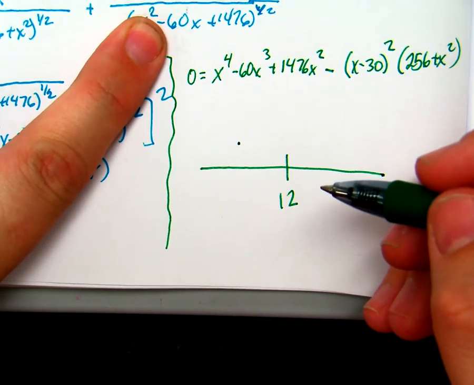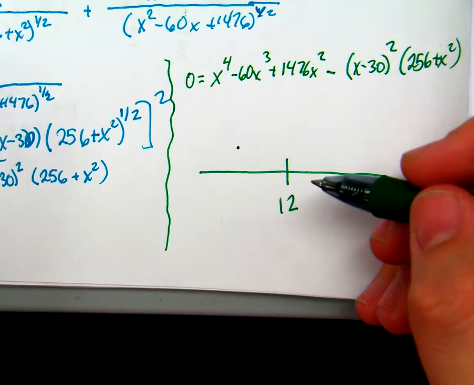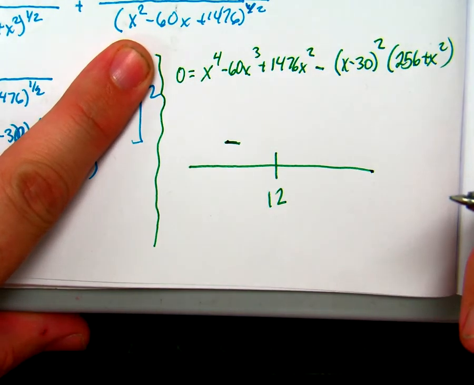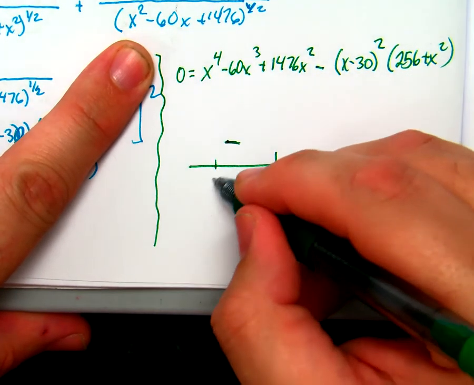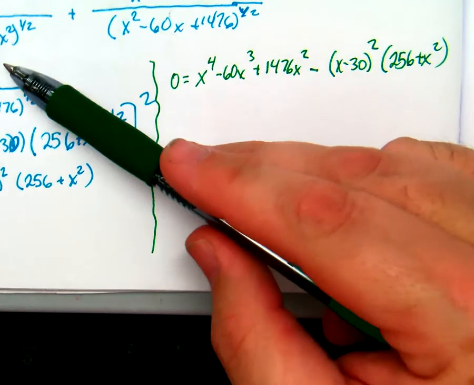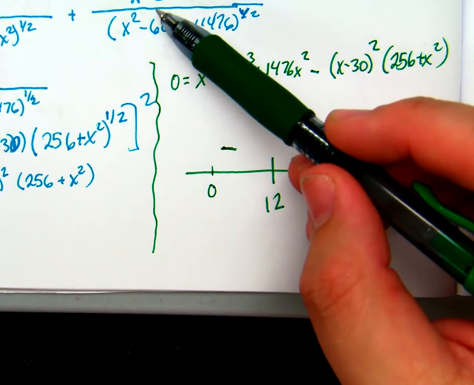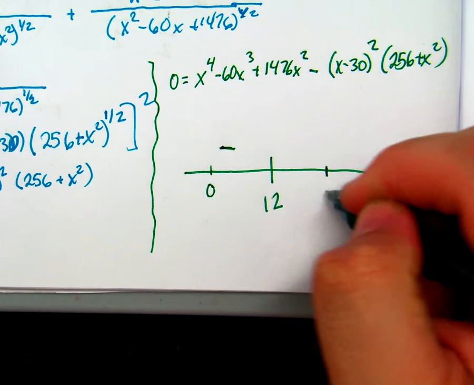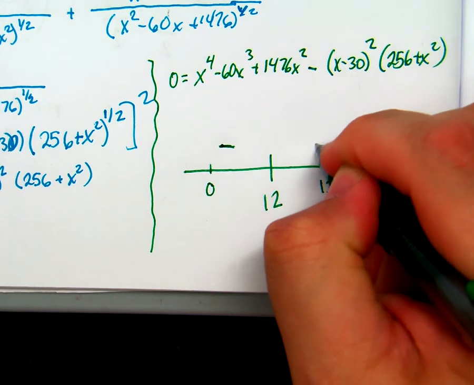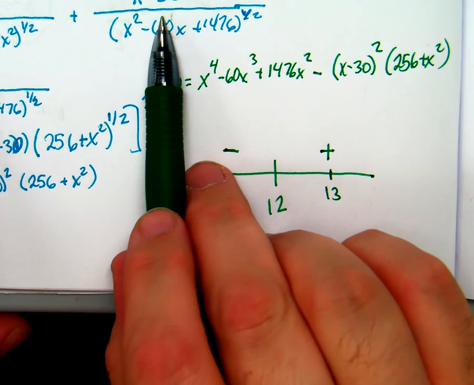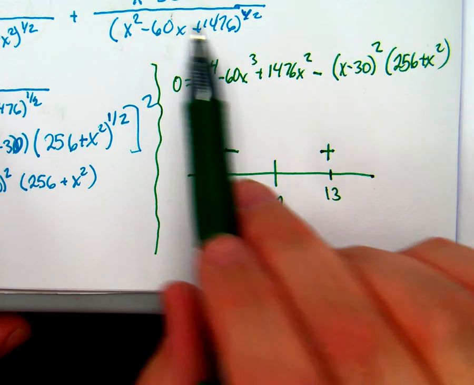If I chose 0 as my test point, that would be 0 minus 30 over something. And then if I chose 13, I'll give you another spoiler. It's going to be positive. But we would go into here and we would plot those two numbers. It ends up working.